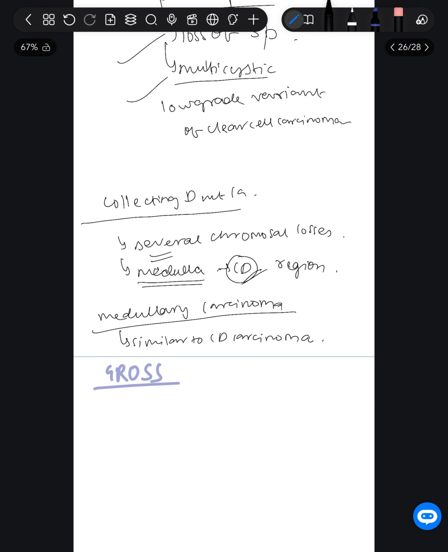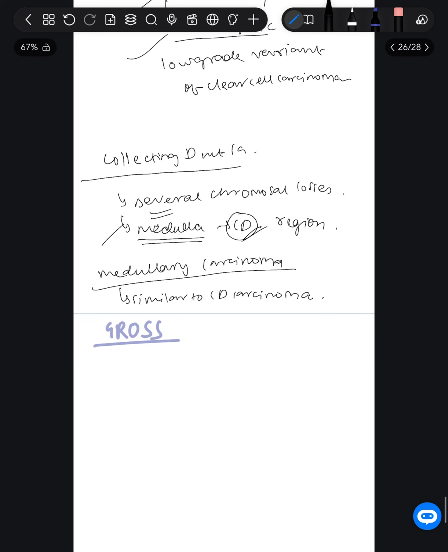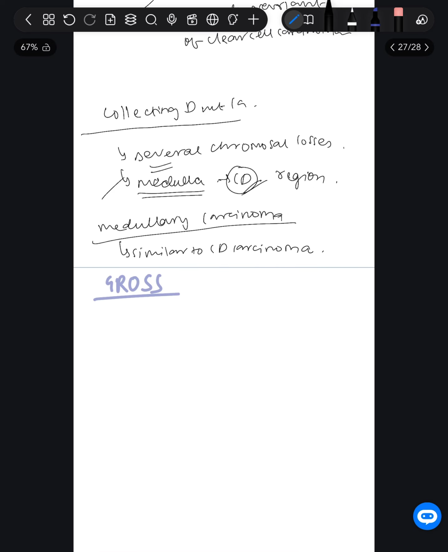And then we have collecting duct carcinoma. In collecting duct carcinoma, there are several chromosomal losses, and due to that, we have carcinoma of the collecting duct of the medulla. Then we have medullary carcinoma.